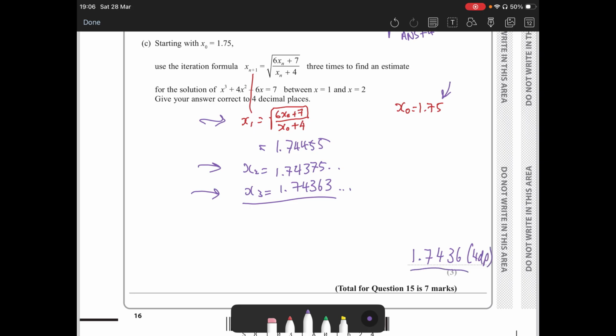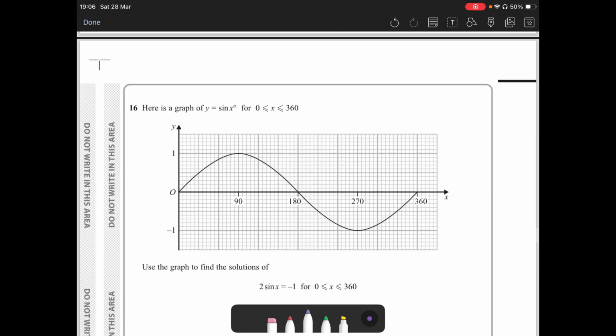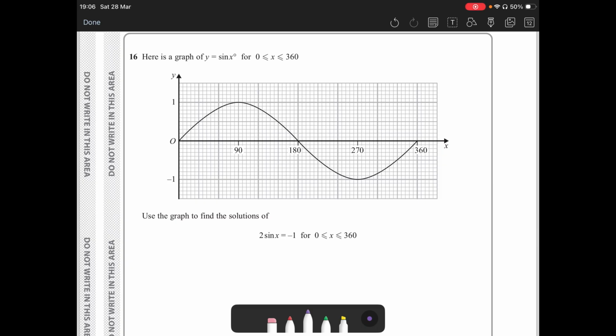Let me check my independent adjudicator. Yep, it's happy. Good.